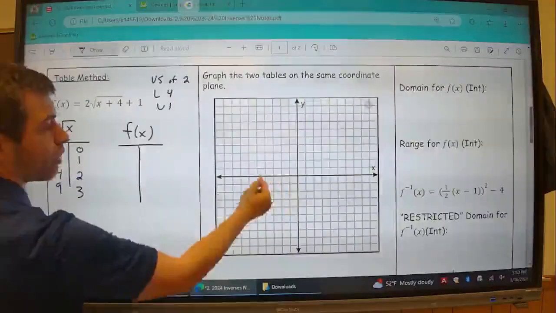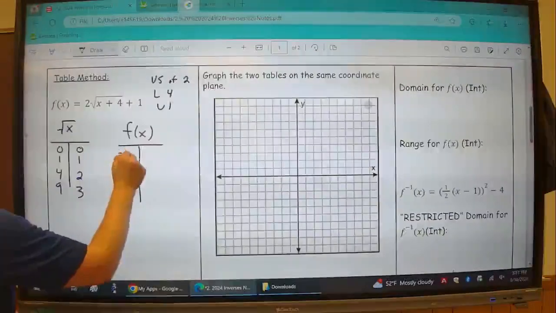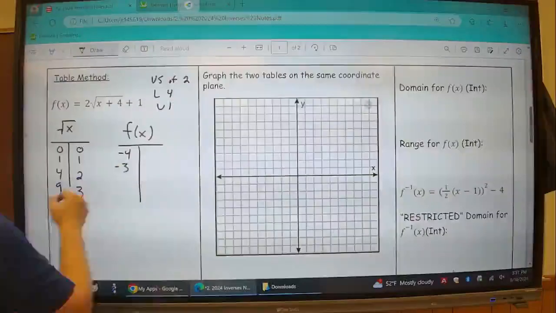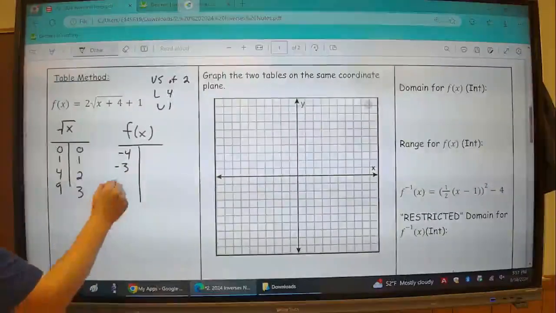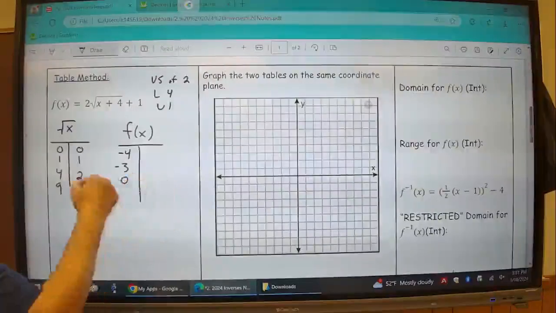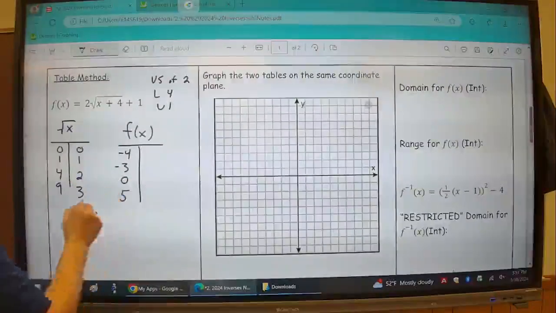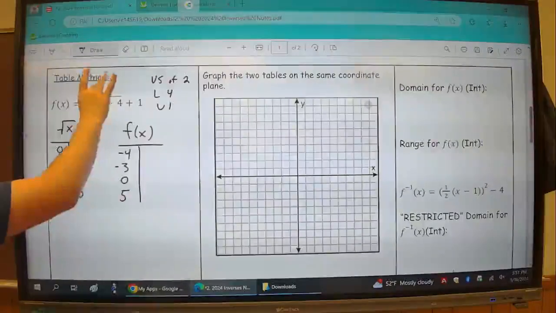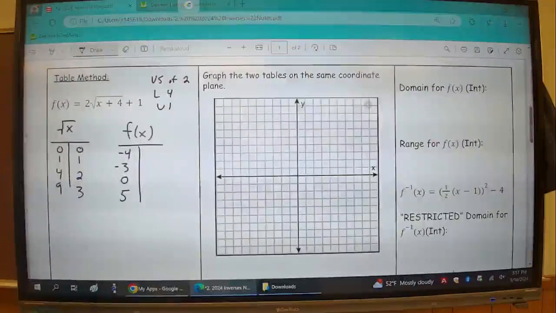If I'm at 0 and I move left 4, I'm at negative 4. If I'm at 1 and I move left 4, I'm at negative 3. If I'm at 4 and I move left 4, I'm at 0. If I'm at 9 and I move left 4, I'm at 5. These are the 4 x's I will plug in to get my y's out.